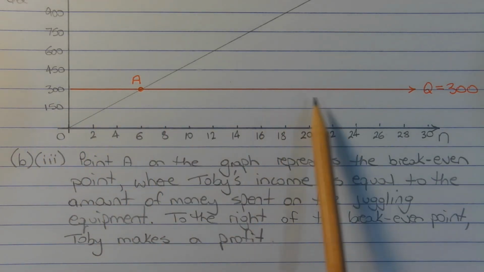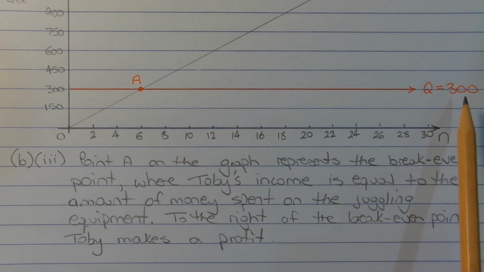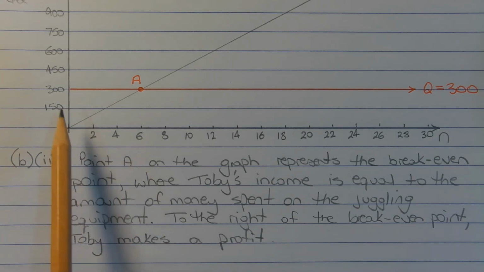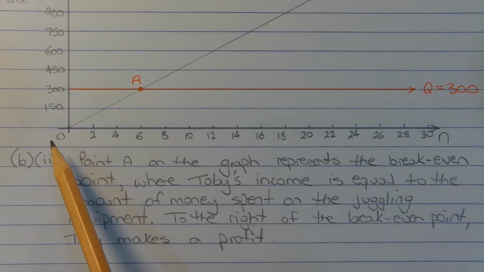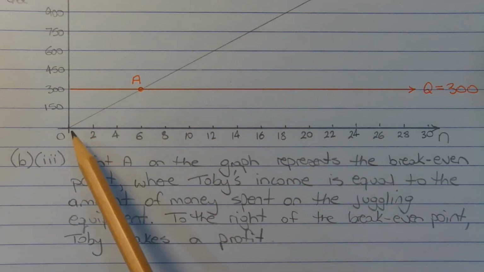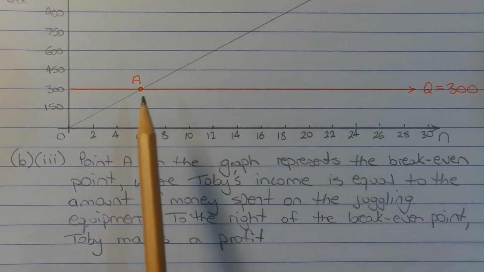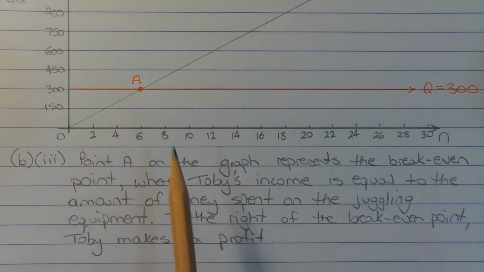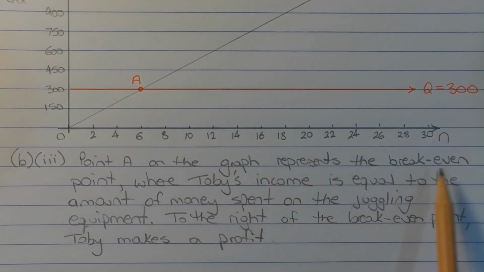The horizontal line in red is the line Q equals 300, which represents the $300 that Toby had to spend on the juggling equipment. Now the horizontal line crosses the line that was drawn in Part 2. This is the line Q equals 50N at point A. Now point A on the graph represents the break-even point, where Toby's income is equal to the amount of money spent on the juggling equipment. To the right of the break-even point, Toby makes a profit.